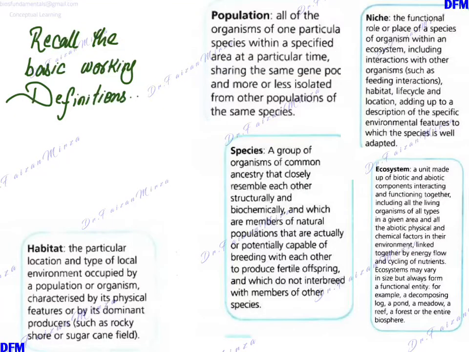The descriptions of all these instruments which are being used will be given to you. Quadrat, mark, release, and recapture, and abundance scale are the things that you need to cram and keep in mind. How are they used? It's worth recalling the definitions of population, niche, species, ecosystem, and habitat.